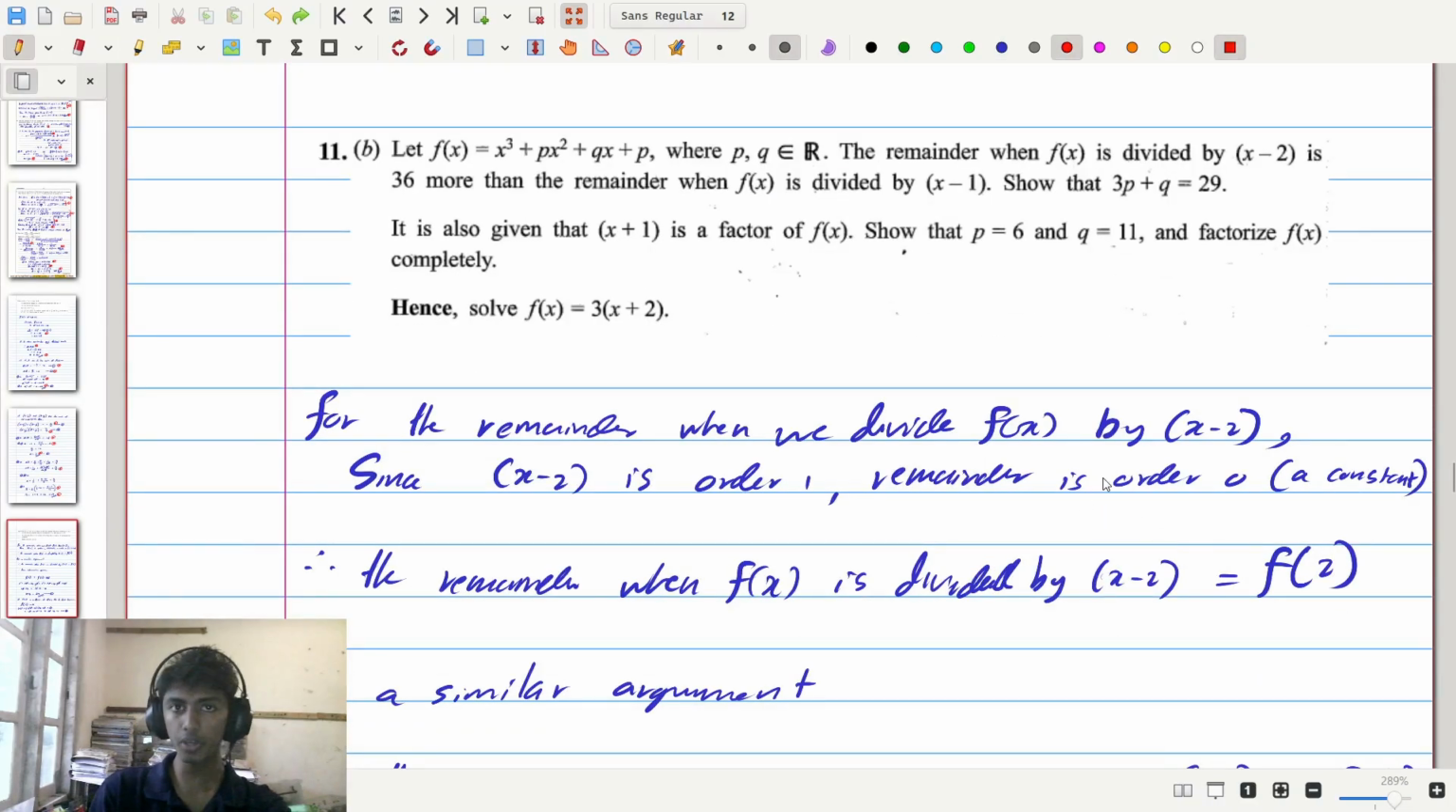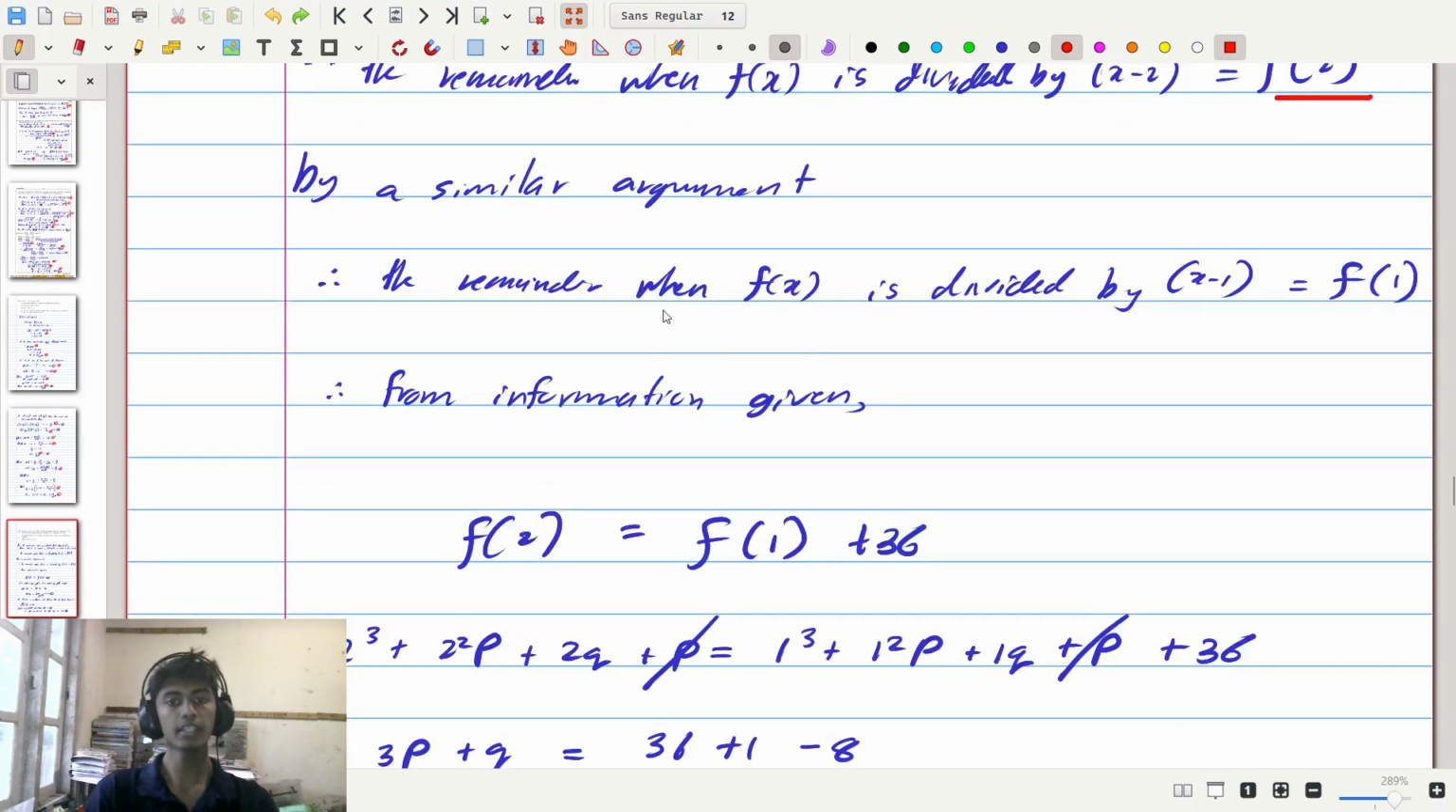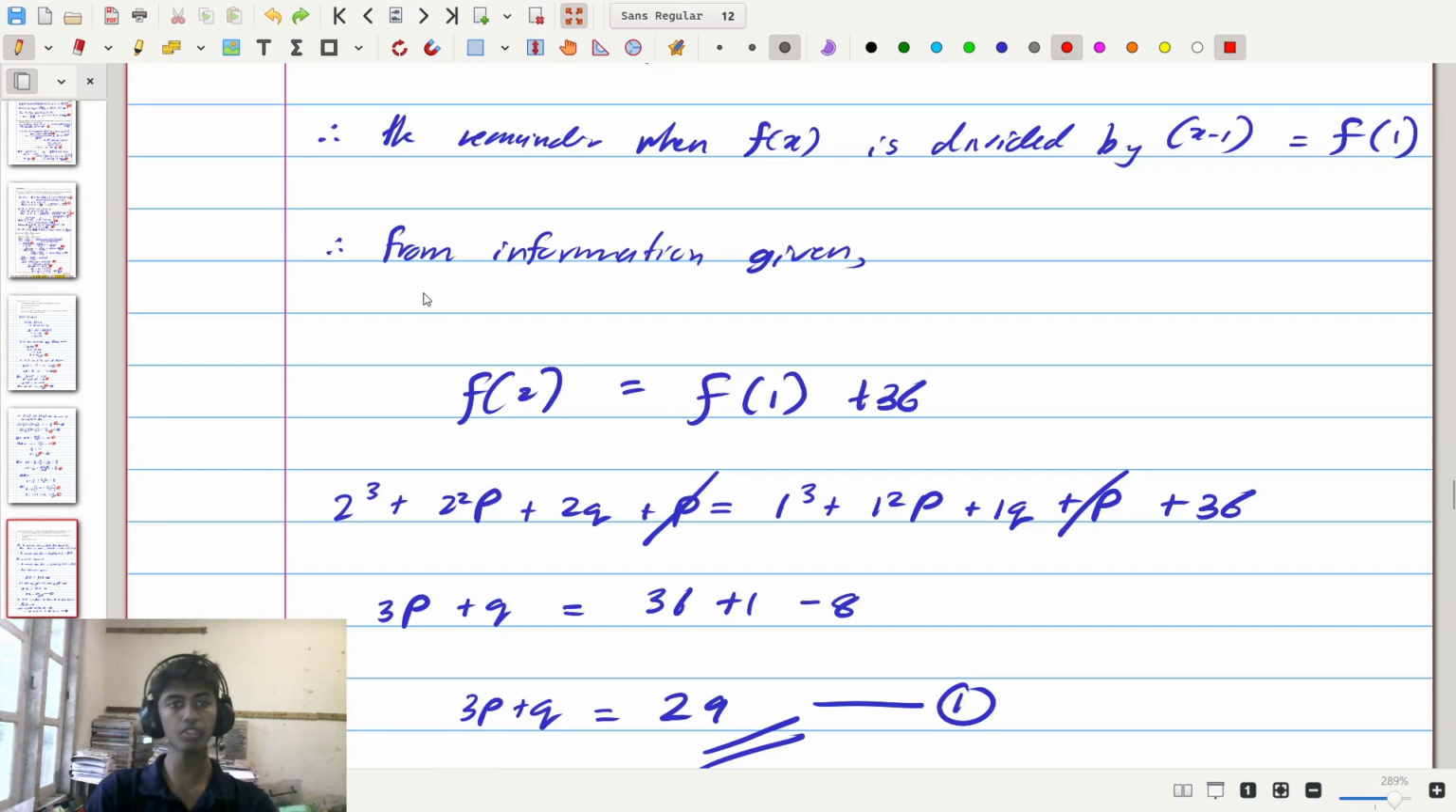So at the start of the question, when you use the remainder theorem and say the remainder when f(x) is divided by x minus 2 is f of 2, and similarly the remainder when f(x) is divided by x minus 1 is f of 1, and then when you say from the information given, therefore f of 2 must be equal to f of 1 plus 36, writing down this line gets you 5 marks.